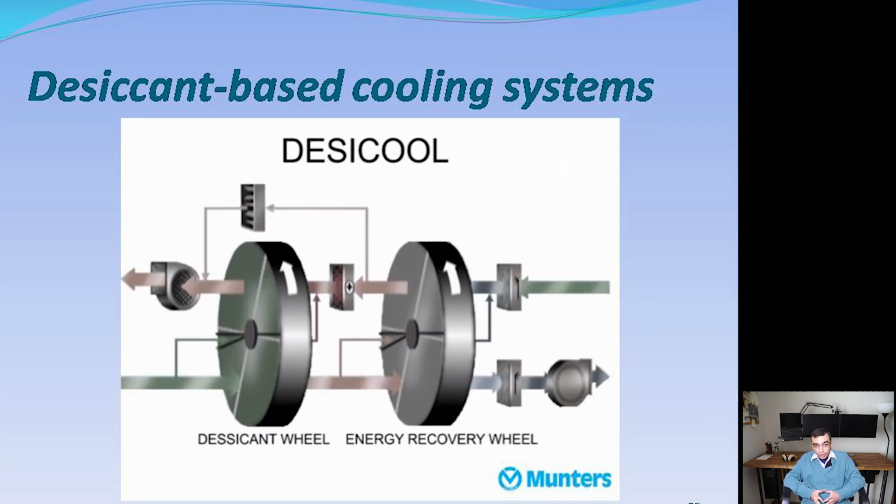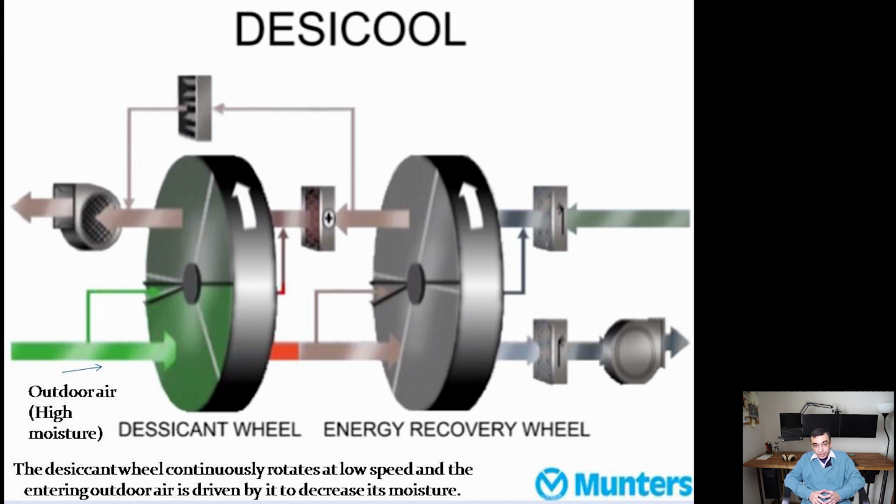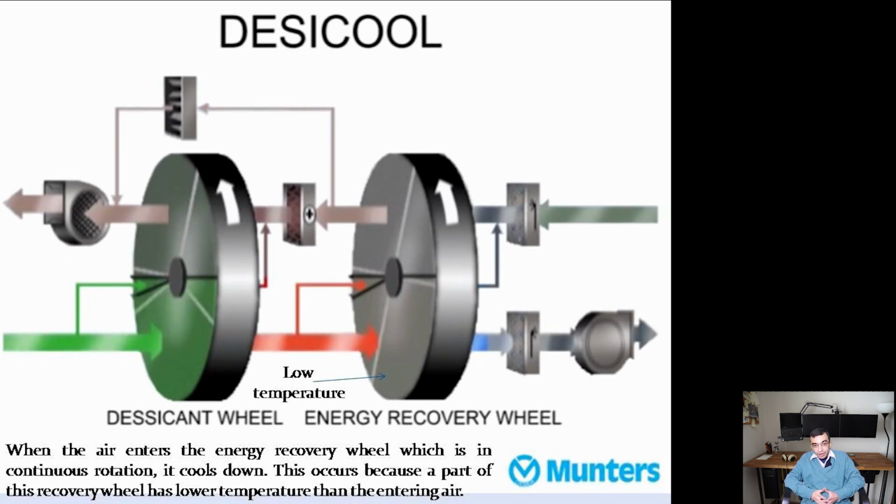Now we're going to talk about the DC cooling. The DC cooling is a method that does not use refrigerants or compressors. The desiccant wheel rotates at low speed and the entering air is driven by it to decrease its moisture. Drying the air increases the cooling capacity for the later use in the system. The temperature of the air increases due to the humidification.